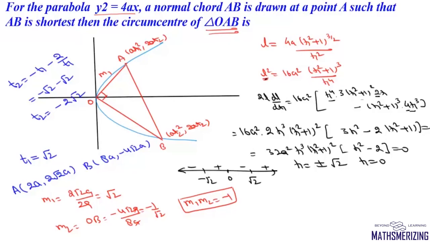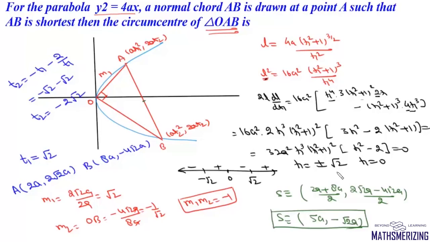Now in a right angle triangle, circumcenter is midpoint of hypotenuse. So that means circumcenter of this triangle OAB, which is say S, is given by midpoint of A and B. Now A is 2A and B is 8A. So S is given by (2A plus 8A) by 2, and then (2 root 2A minus 4 root 2A) by 2. So circumcenter of this triangle will be at (5A, minus root 2A).